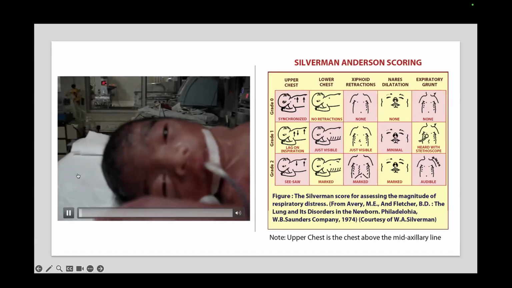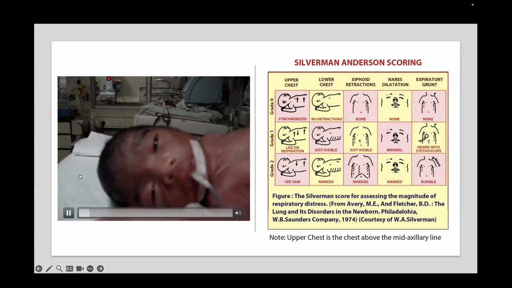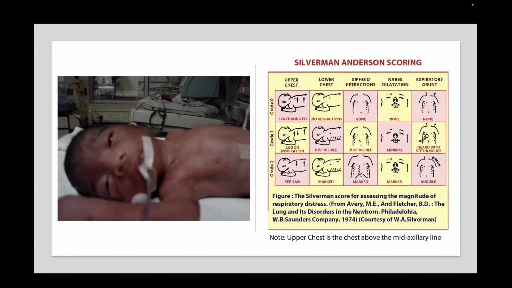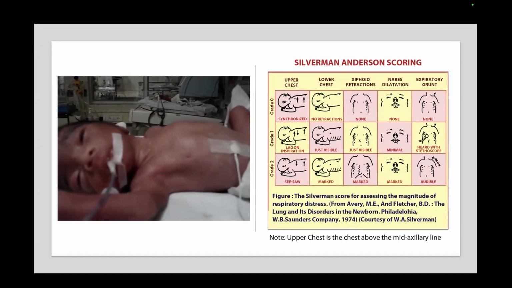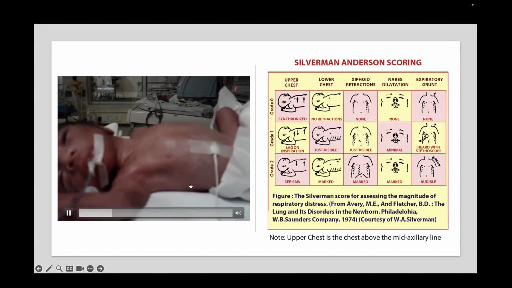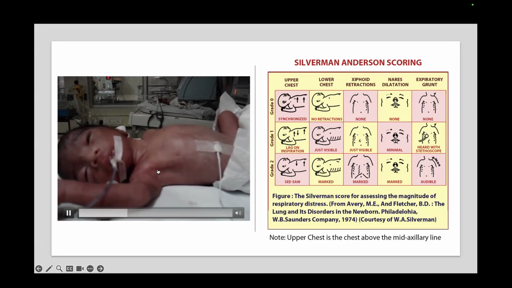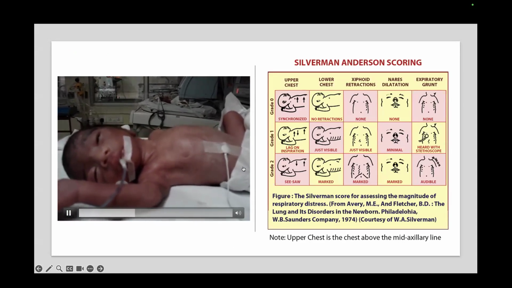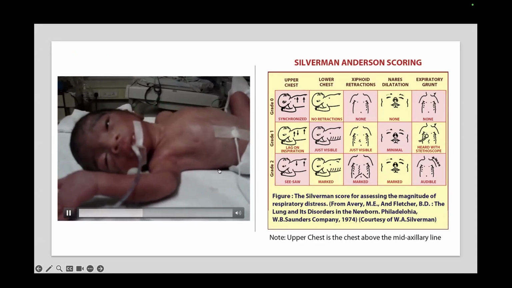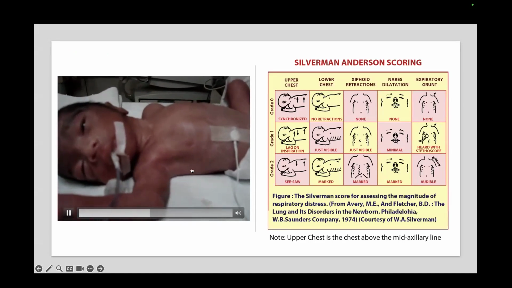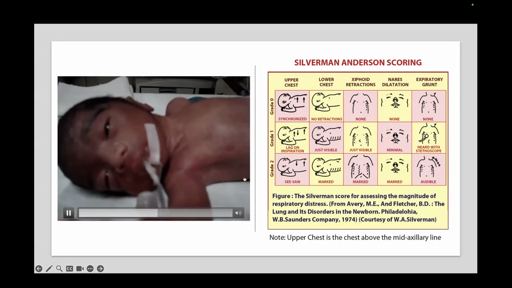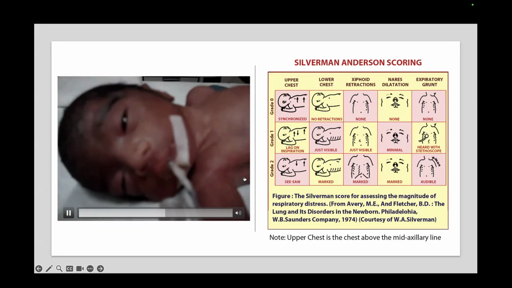In this video, you can see the baby has nasal flaring, grunting, there are sternal retractions, and there is seesaw type of pattern on the upper chest, which is the chest above the mid-axillary line. Below the mid-axillary line, you can see the retractions reaching not up to the axilla, but you can see the retractions below the mid-axillary line.